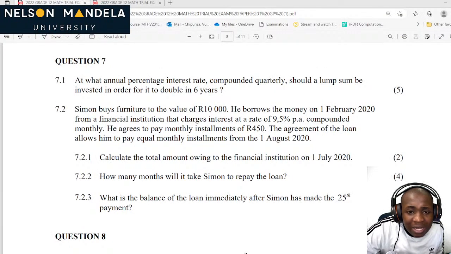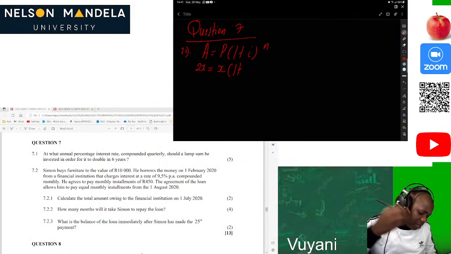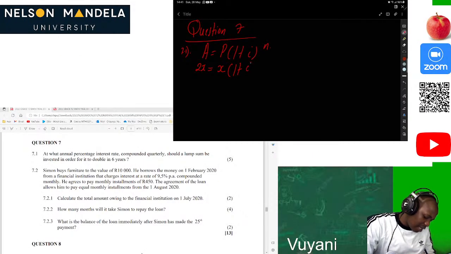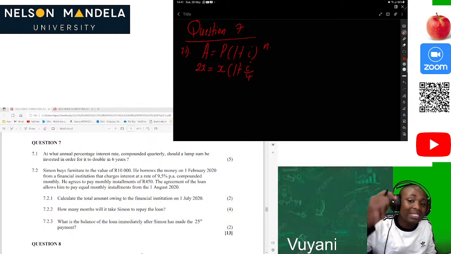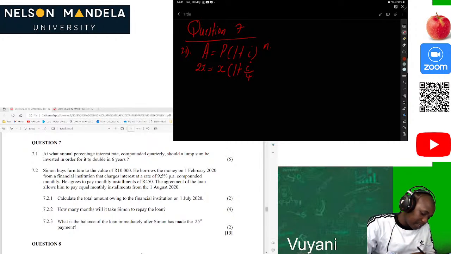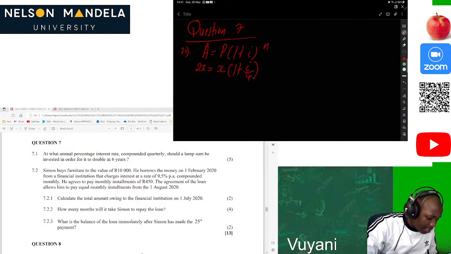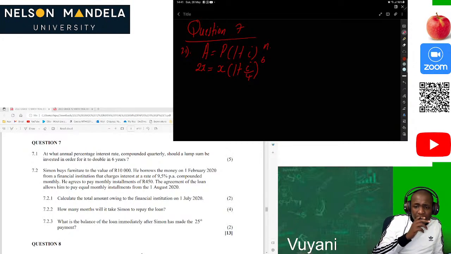At what annual percentage interest rate? So we are looking for the interest here. We are not given the interest, so it's I. Now we divide by 4 because they say that it has been compounded quarterly. Then we have our N. Our N is going to be for 6 years. Then when it's 6 years, how many now?